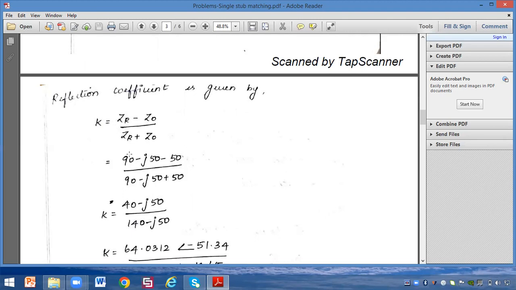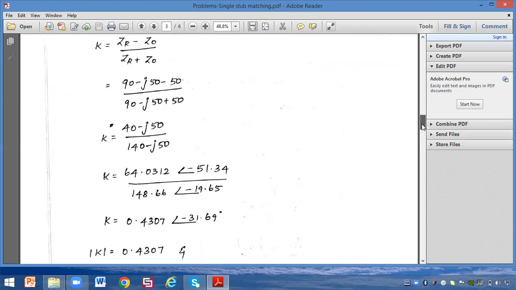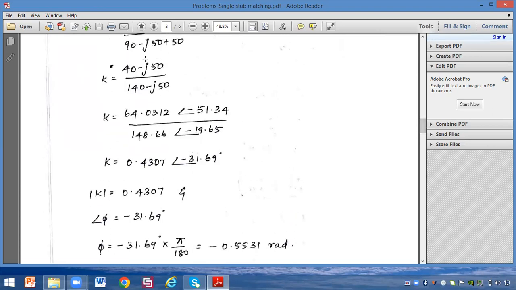We know ZR is equal to 90 minus j50 and the characteristic impedance is 50. So k is equal to 90 minus j50 minus 50, divided by 90 minus j50 plus 50. So 90 minus 50 is 40 and 90 plus 50 is 140. So we have the reflection coefficient as 40 minus j50 divided by 140 minus j50. Now this is in rectangular form, right? Now we have to convert it into polar form.